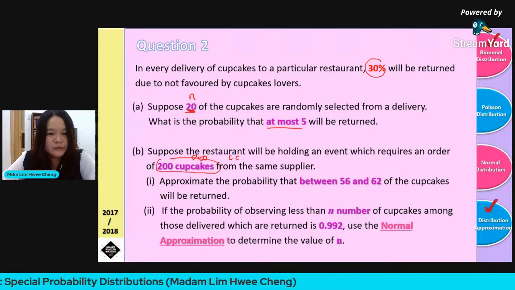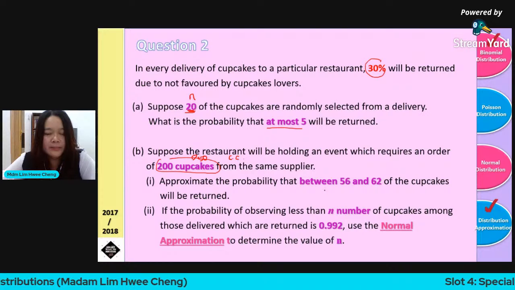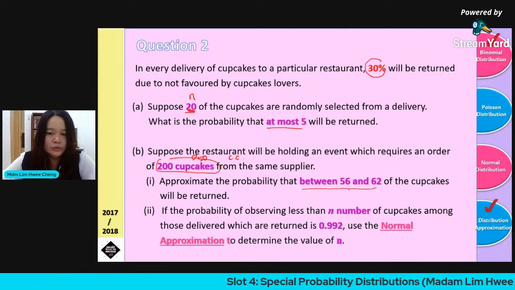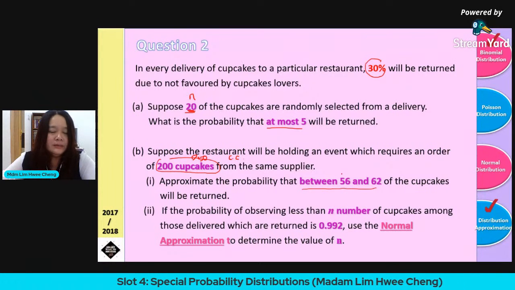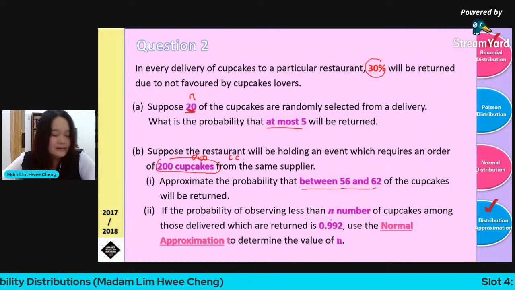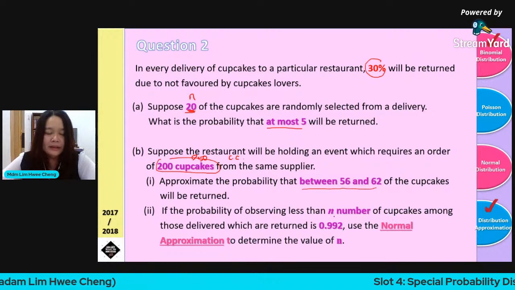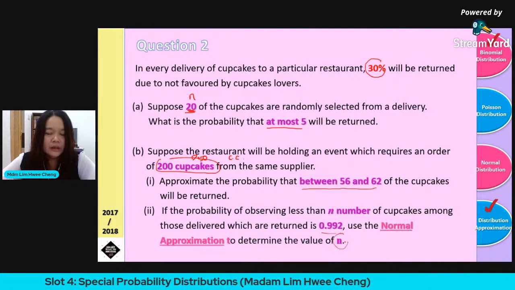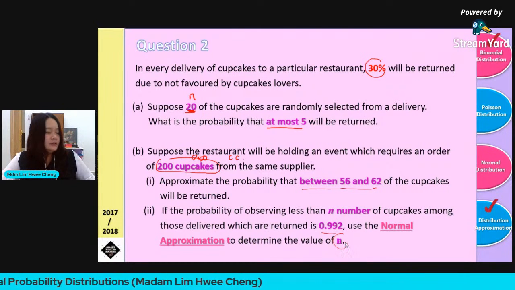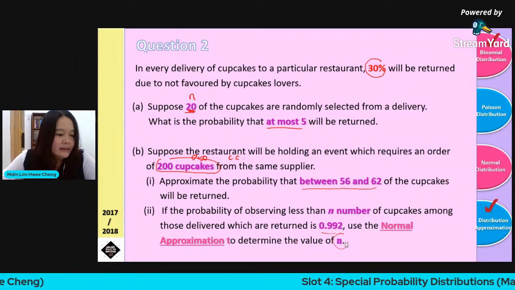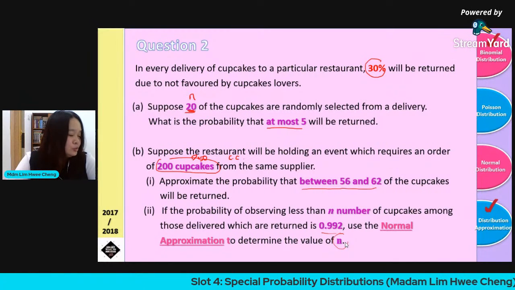Okay, so question 1, we have to approximate the probability that between 56 and 62, it does not include, meaning only in between. Okay, if the probability of observing less than n cake or cupcake among those delivered are returned is 0.02, use the normal approximation to determine the value of n. So these are the two common questions in the exam. Okay, we go through one by one.